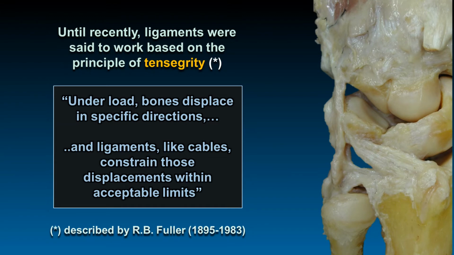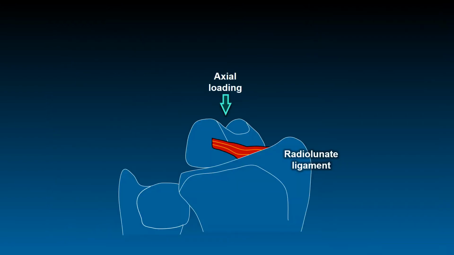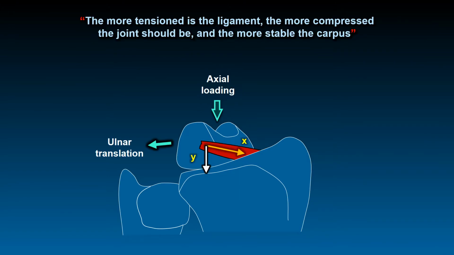Not long ago, we all tended to believe that ligaments were passive constraints holding bones together. We all took for granted that ligaments followed the principle of tensegrity, according to which any load applied to a bone on a slope will induce a specific displacement of that bone. Constrained by ligaments, that displacement would generate increasing friction between the bone and the inclined surface.